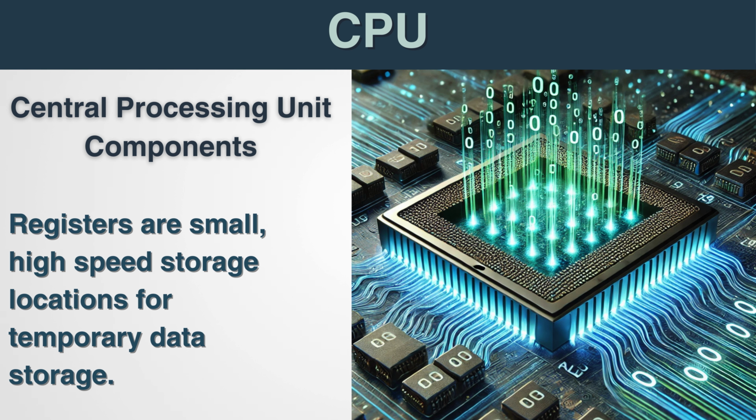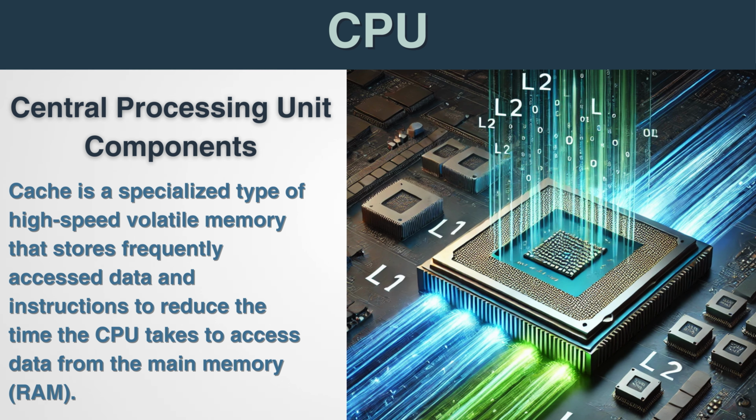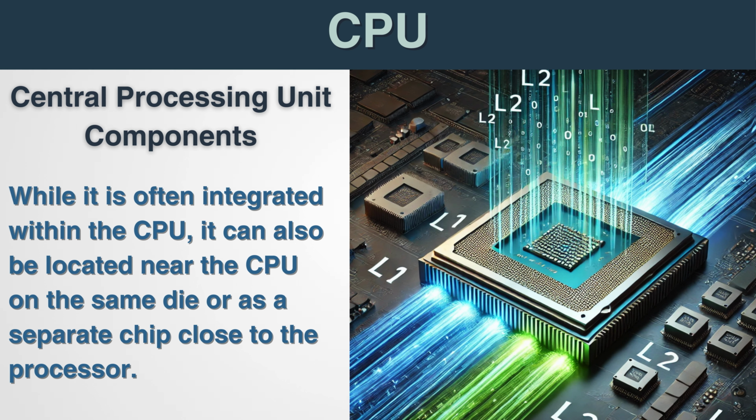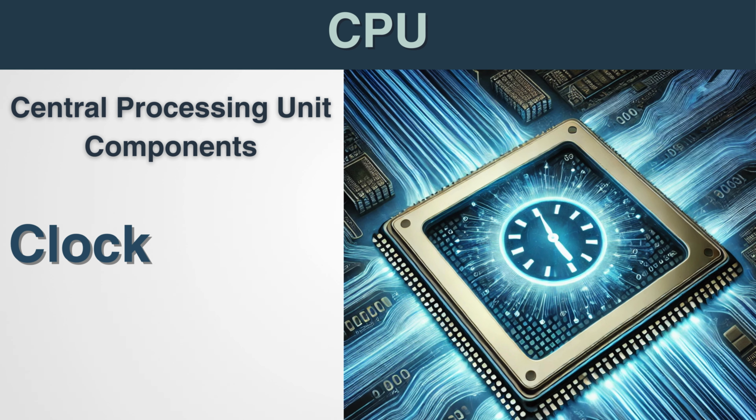The cache is another key component of the CPU. The cache is a small, fast memory located inside or near the CPU, storing frequently used data and instructions to speed up processing. If the CPU repeatedly accesses the same variable, it's stored in the cache to avoid fetching it from slower main memory. And the clock is another key component of a CPU.